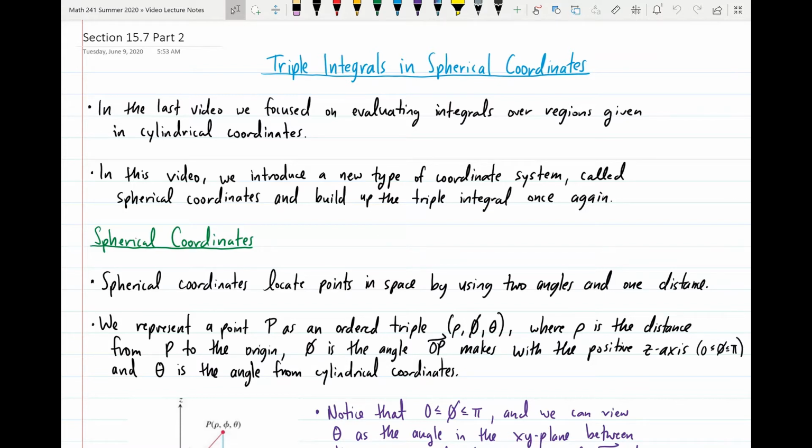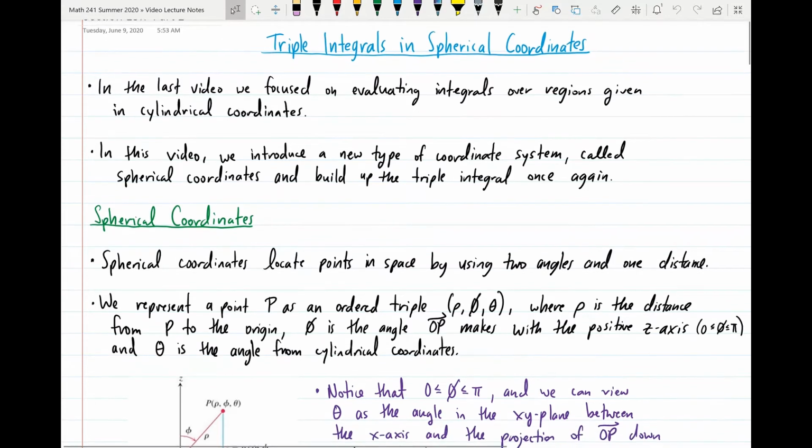So remember in the last video we focused on evaluating integrals over regions that were given in cylindrical coordinates, as well as functions that were given in cylindrical coordinates. In this video we introduce a new type of coordinate system that you haven't seen before, called spherical coordinates, and then we're going to build up the triple integral for spherical coordinates, just like we've done before.